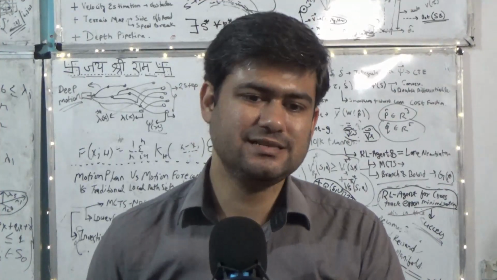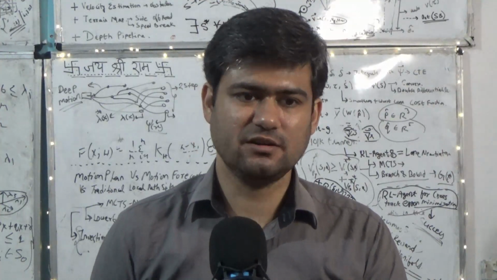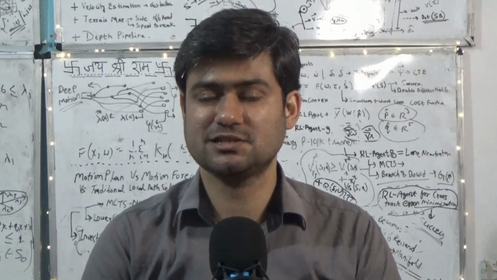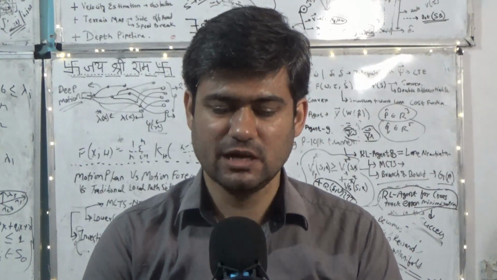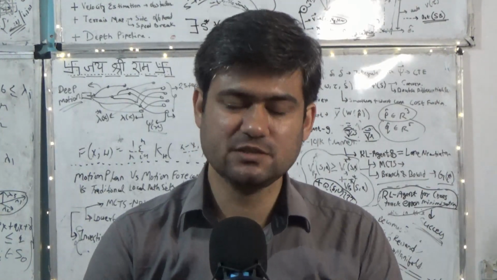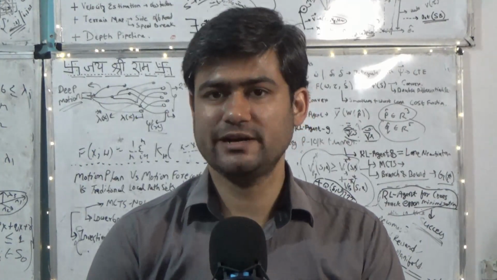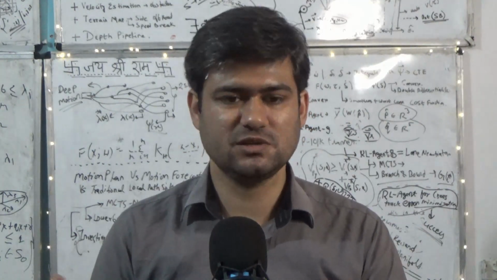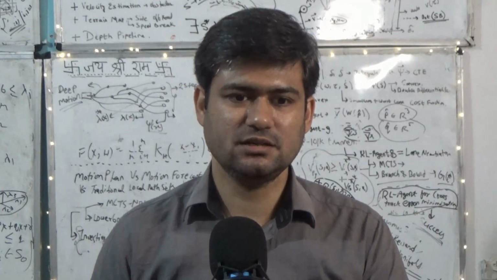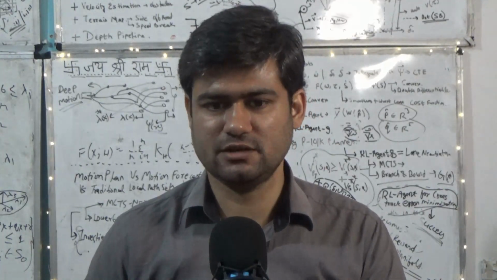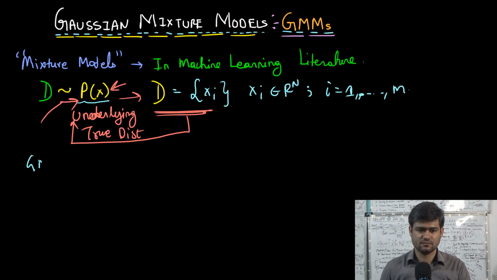GMM is an instance of an unsupervised machine learning algorithm. All the previous clustering algorithms we have learned, the k-means clustering algorithm and the kernel density estimation based mean shift algorithm, are instances of unsupervised machine learning algorithms. Similarly, the Gaussian mixture model here is also an unsupervised machine learning algorithm.